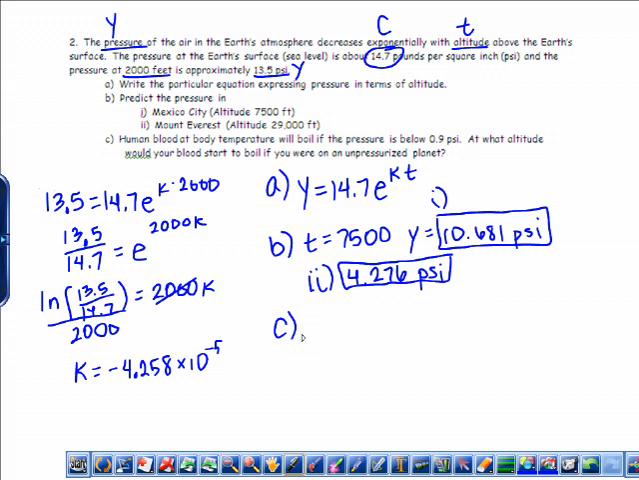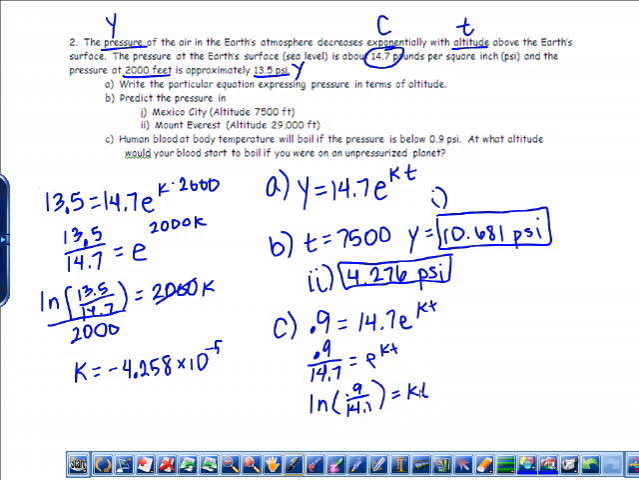All right, part C is the harder type of question, although it's really not that bad. They're giving you a new y value, so we write 0.9 equals 14.7 e to the power of kt, but we know how to solve this. First, we divide by 14.7, so 0.9 divided by 14.7 equals e to the power of kt. Then we're going to take natural log of both sides. So natural log of 0.9 over 14.7 equals kt, and then you're going to divide by k.